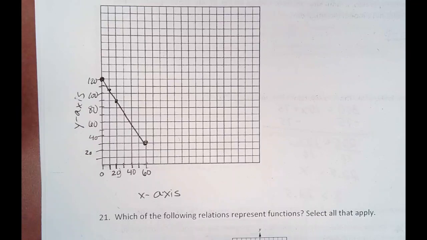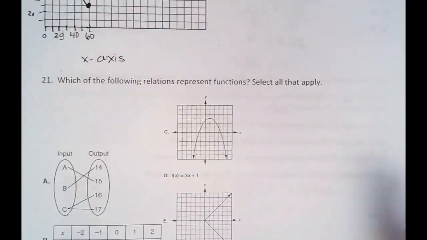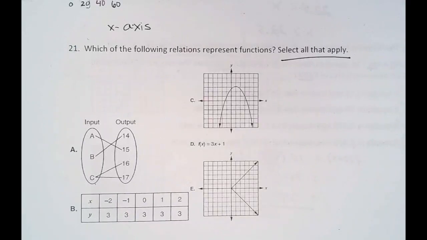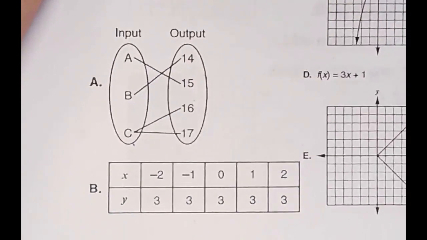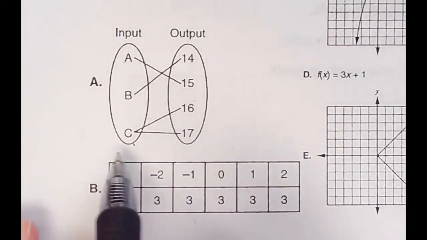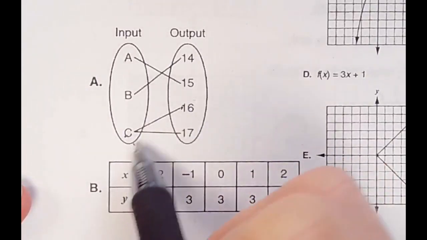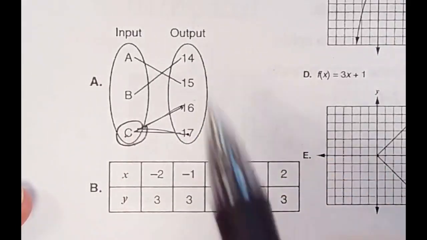final answer. Number 20. Which of the following relations represents a function? Select all that apply. So I'm assuming right now more than one answer. A. So this is my input-output diagram. And I need to focus on my x's. Every x can only have one output. So for every input, there's only one output. Right now, C is going to 2 outputs. That makes this not a function.